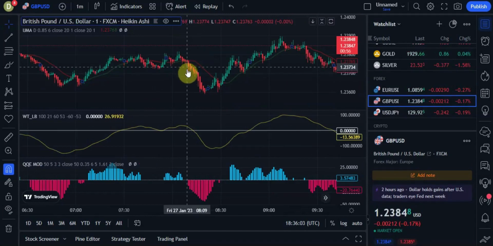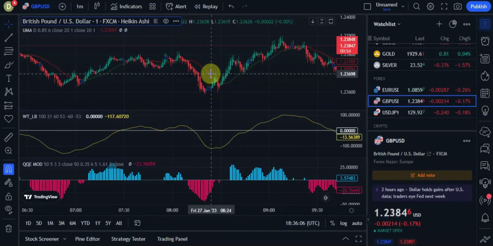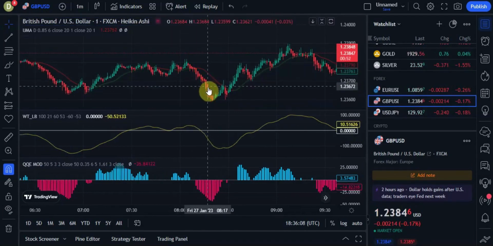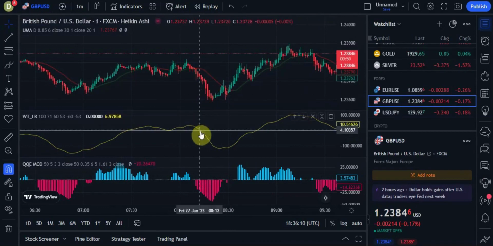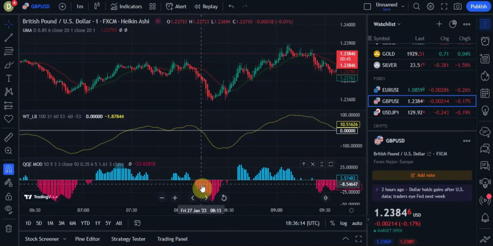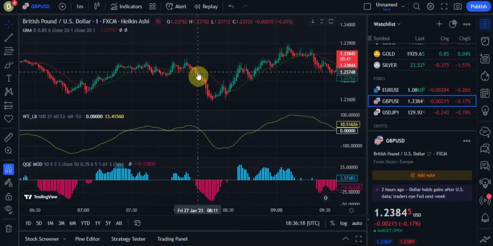So take a look right here, guys. We see we have our ultimate moving average. The line is red and the market is going into a downtrend. We see our wave trend oscillator is going below the 0 line, and the QQE mod indicator is below the 0 line, and the histogram is pink. So we know right here would be another great sell signal.